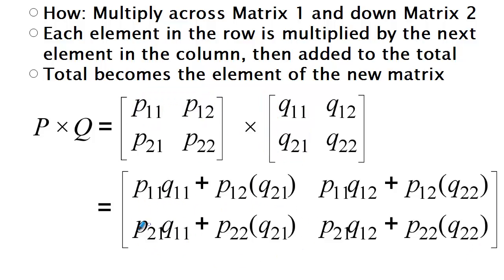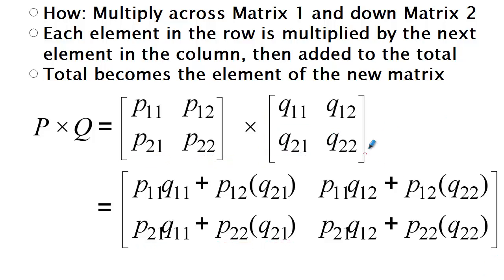The element down here, element 2, 1, we're going to go across the second row and down the first column to intersect at element 2, 1. So to get this element 2, 1, we've got to take P21 times Q11 plus P22 times Q21. Again, we're going across the row, down the column. Add those together, we get element 2, 1 of the new matrix.